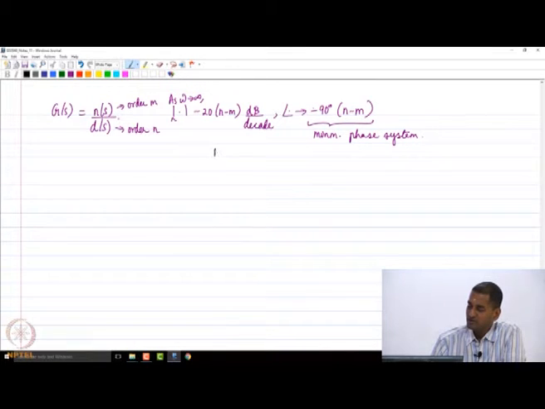Okay. So, if not, the next concept that we are going to look at is what is called the Nyquist stability criteria.